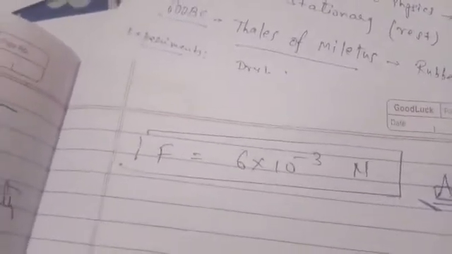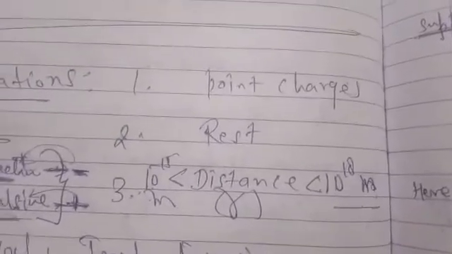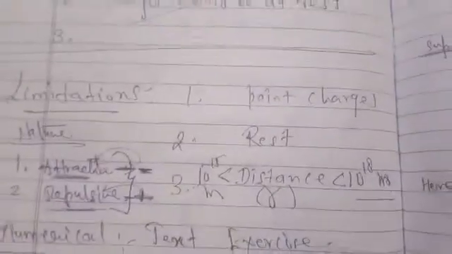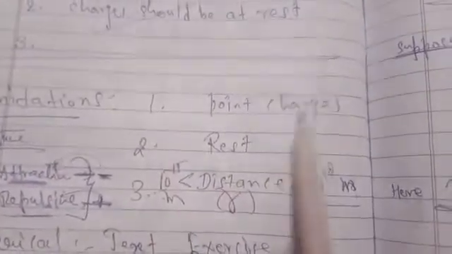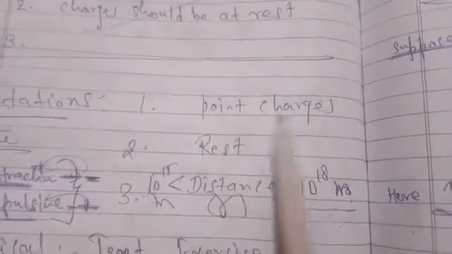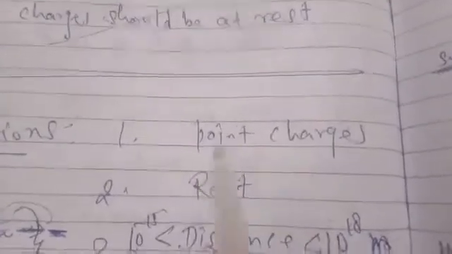Lastly, we are going to talk about the limitations of the Coulomb's law. Why are the limitations of the Coulomb's law important? Because Coulomb says that only under certain conditions can we calculate the force, or you can say the limitations. So Coulomb says that the charges should be point charges. There should not be huge charges, because Coulomb's law is only applicable when the charges are point charges.